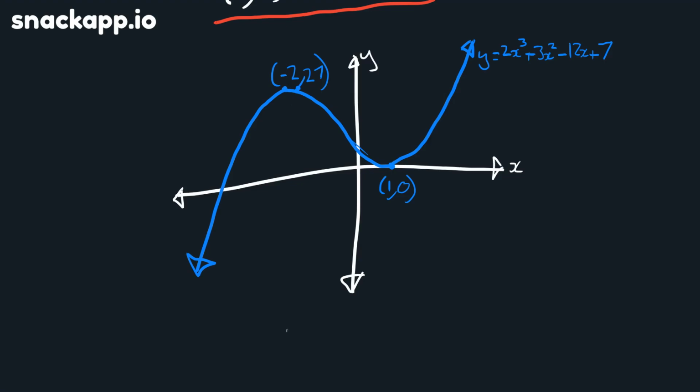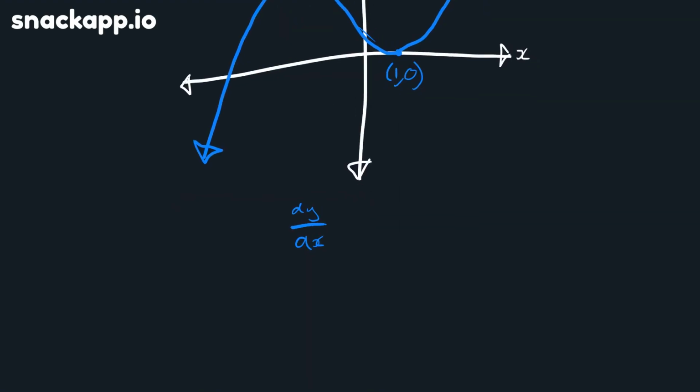So we can say that dy/dx is greater than 0, so it's positive when x is less than -2 or x is greater than 1. So this section here and that section down there.